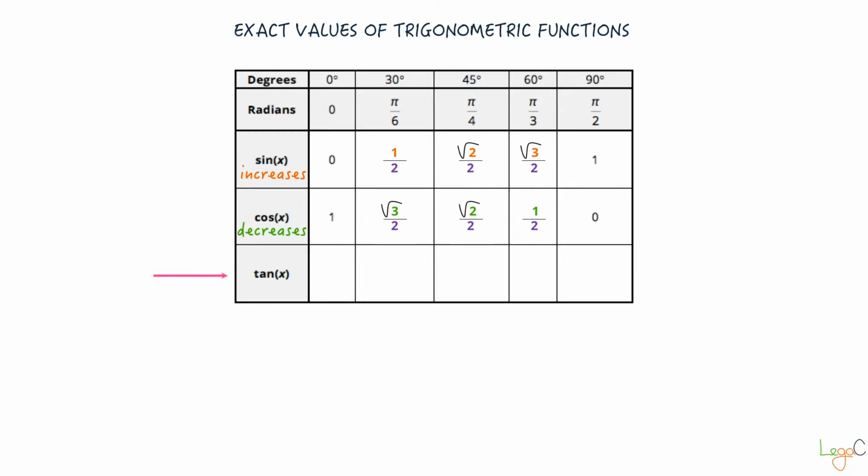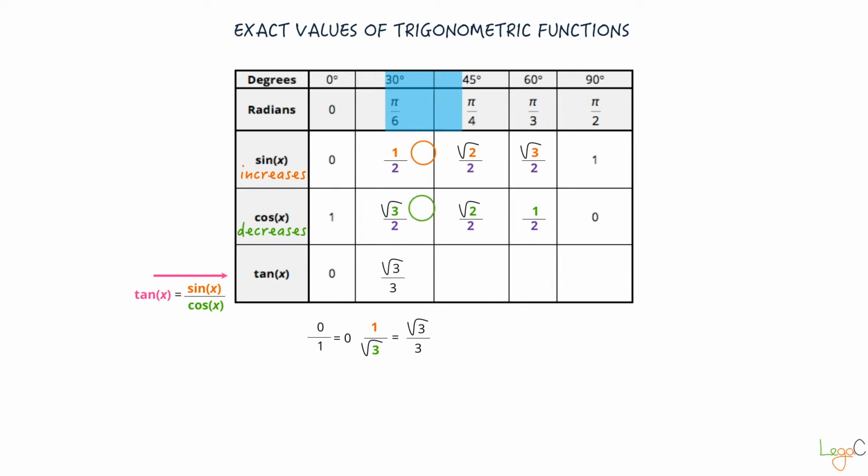When it comes to tangent, we know that tan x equals sine x over cos x. So, when x equals 0 degrees, we have 0 divided by 1, which is 0. When x equals 30 degrees or pi on 6, we have a half divided by root 3 on 2. Since the denominators are the same, all we need is the numerators. So we have 1 over root 3. Now we rationalize the denominator for this fraction, so we end up with root 3 on 3.